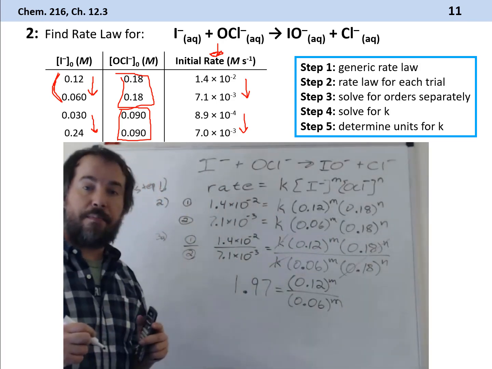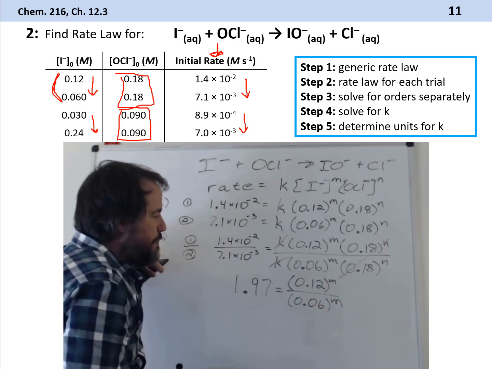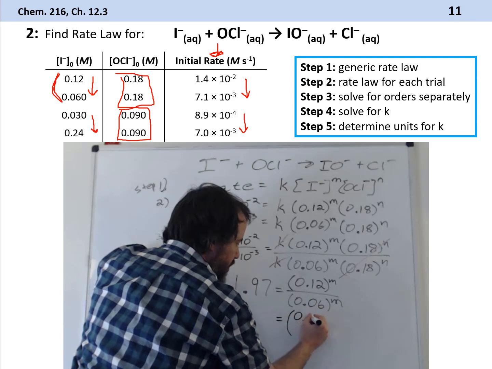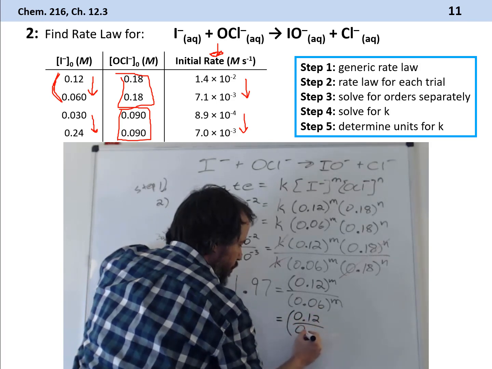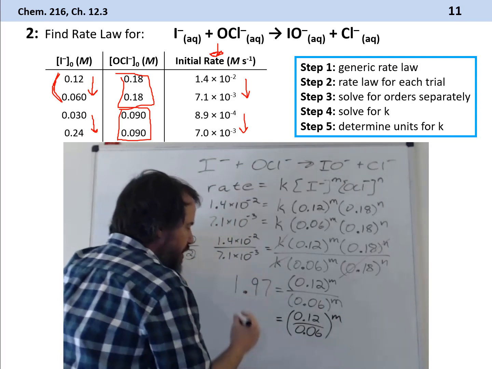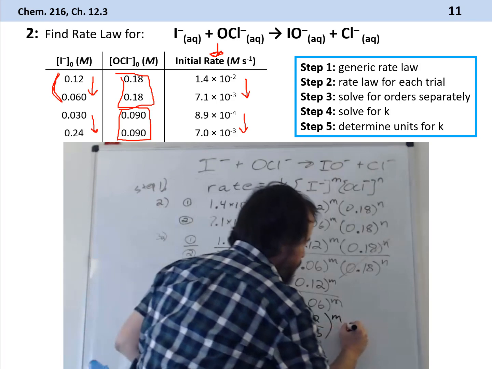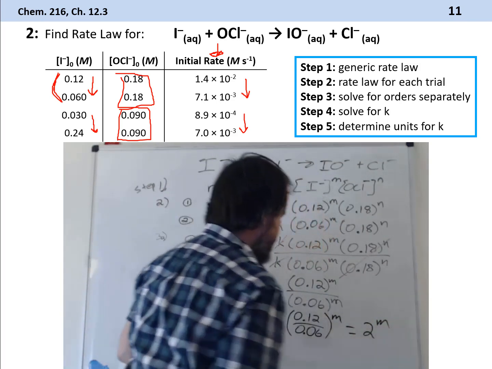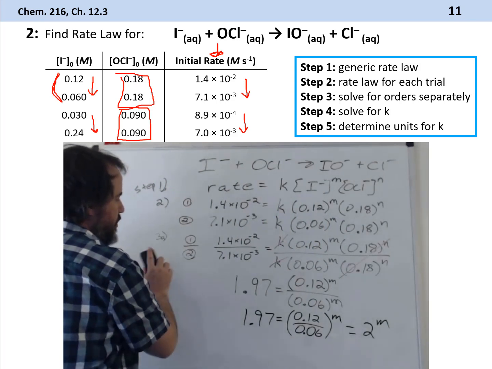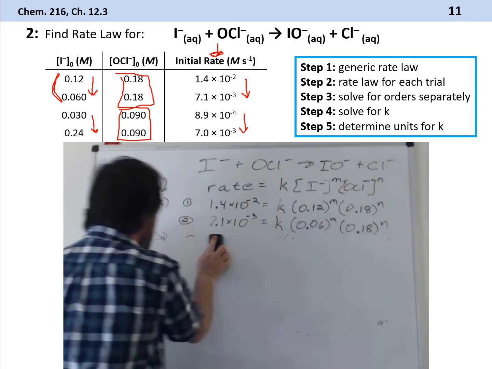Now we're going to use some math. And notice that these are to the same power. So what I can do is just do 0.12 over 0.06. So this will give me 1.97 equals 2 to the m. Okay, so now I need to figure out what the value for m is. So I'm going to erase this real quick and do this.